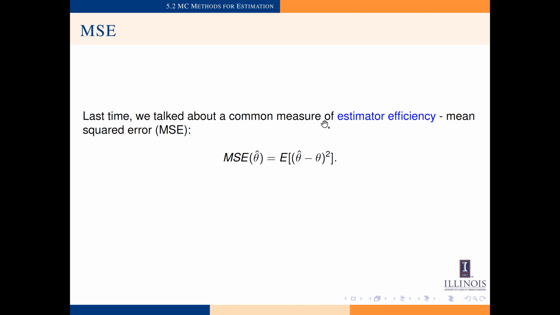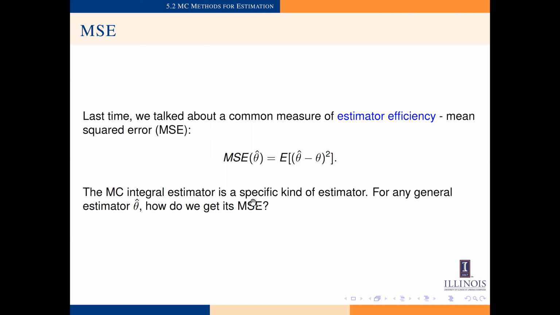And we mentioned that the smaller the MSE, the smaller the expected difference between your estimator and the true value, and the better, or the more efficient, your estimator is. The Monte Carlo integral estimator we talked about earlier in Monte Carlo integration was a specific kind of estimator. For any general estimator, say theta hat, how do we get its MSE?